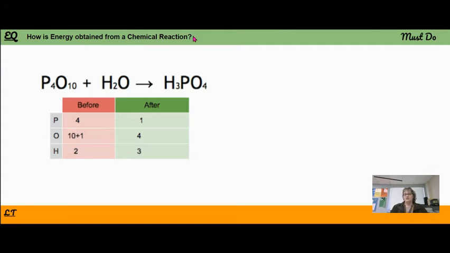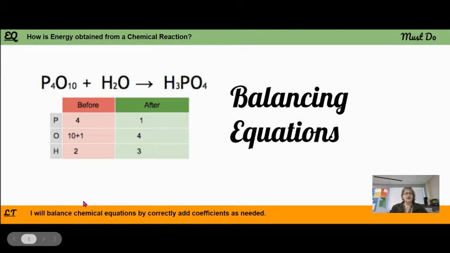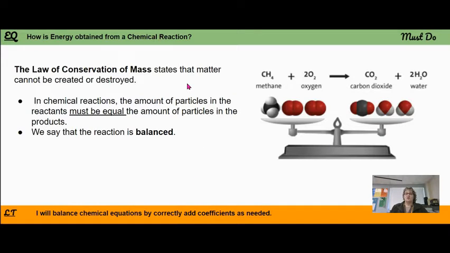So we really talked about that a little bit, but now that we know what a chemical reaction is and the different types of them, we need to be able to balance those chemical reactions, because remember, we can't create any energy or any matter. That means that what we start with, we have to end with. And so we're going to do balancing equations. Your learning target at the end of this lesson is: I will balance chemical equations by correctly adding coefficients as needed.